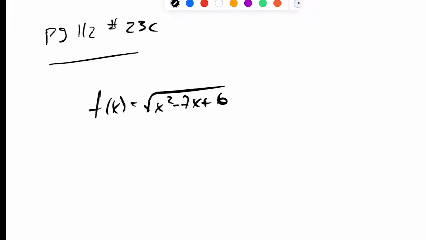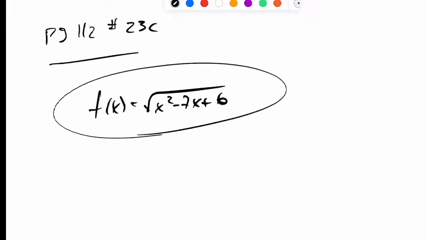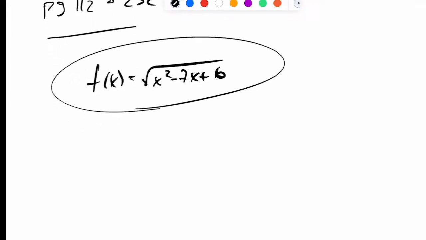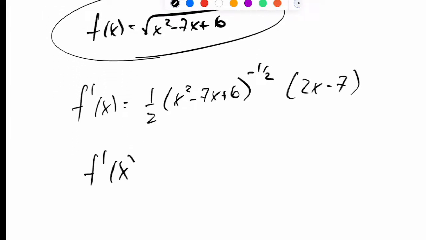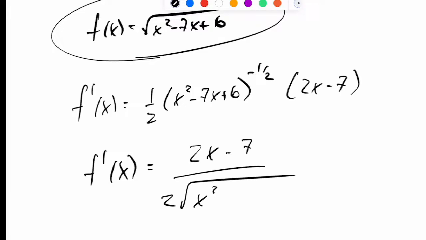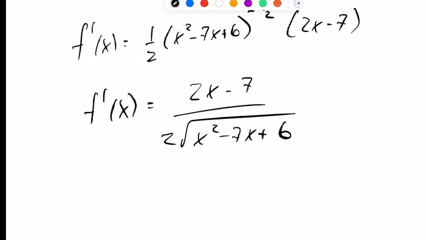For 23C here, who was asking this? Okay, here we go, 23C. They give you the function f at x, the root of a quadratic, and they want you to find when it's not differentiable. You first have to take your derivative. So f prime at x, subtract 1, then take the derivative of the inside, which is 2x minus 7. So my first derivative f prime becomes 2x minus 7 over 2 times the square root of x squared minus 7x plus 6.